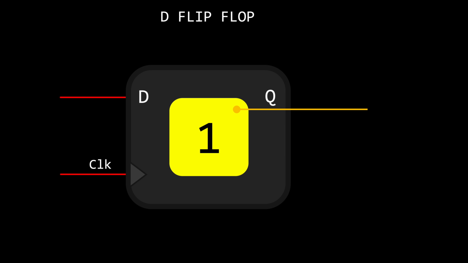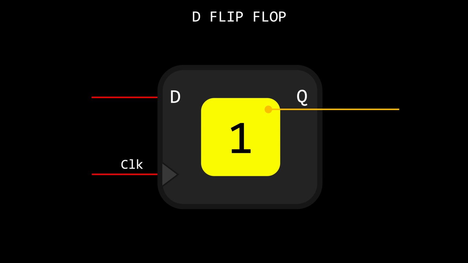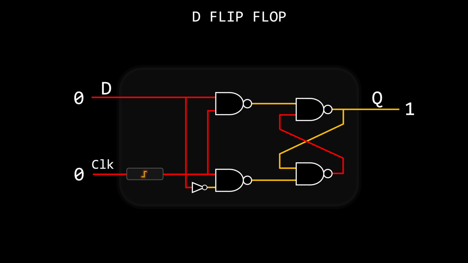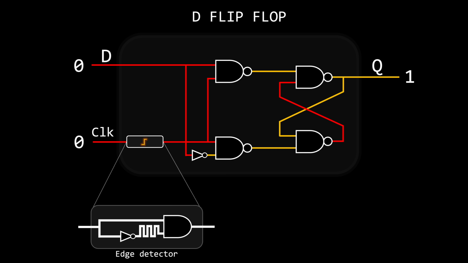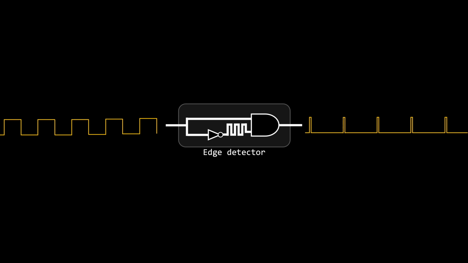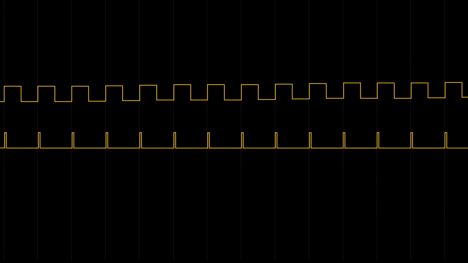A flip-flop is similar to a latch. It also stores one bit. In fact, internally it's built using a latch. The key difference is that flip-flops include a special component called an edge detector, connected to the enable signal of the internal latch. As I explained in a previous video, an edge detector takes an input signal, like a clock, and produces a very short pulse whenever that signal changes from 0 to 1 or from 1 to 0, depending on the type of edge detector.